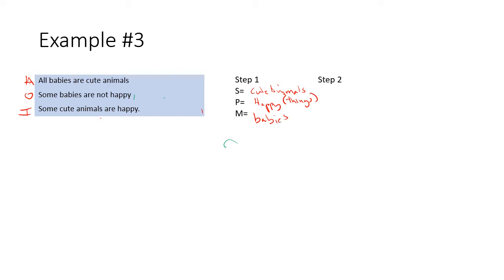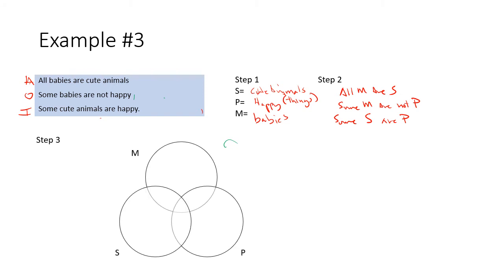So the second step then is just to rewrite the argument. All M are S, some M are not P, therefore some S are P. Okay, so pretty easy first steps here, but the tricky bit then is to do the premises.